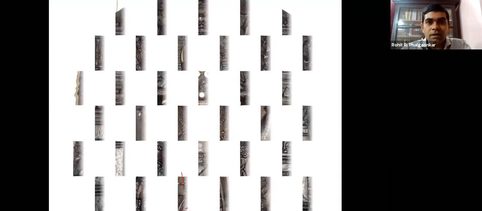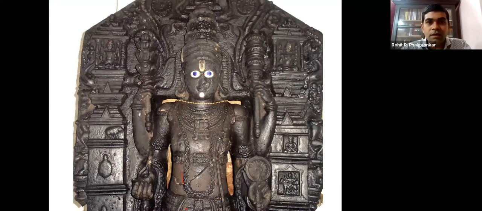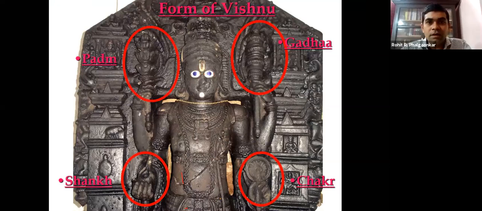I'll give you a small example here. You can see a sculpture of Vishnu here, and he's holding a conch, which is called Shankh. So I'm just trying to tell you why he's called Vishnu. Then he holds a chakra, he holds a gada, which is a mace, and he holds a lotus, which is called the Padma. So these are the key identifying features of Vishnu.